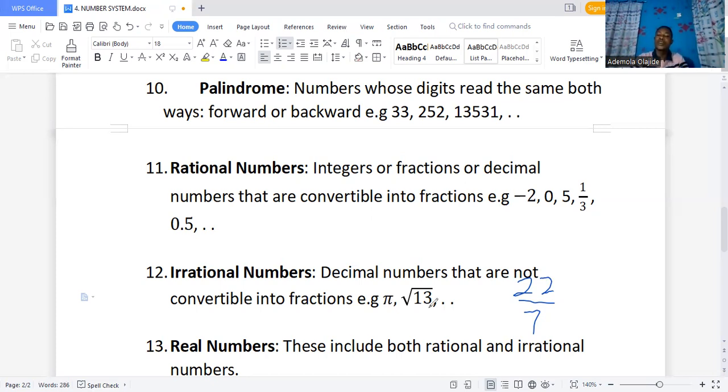The same thing applies when you talk about the square root of some numbers, especially square roots of prime numbers. They give non-terminating decimals and they don't follow a recurring order. So they are all irrational numbers.